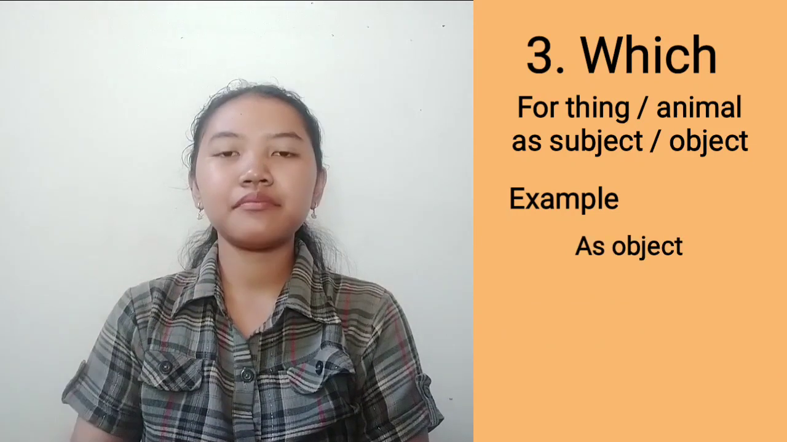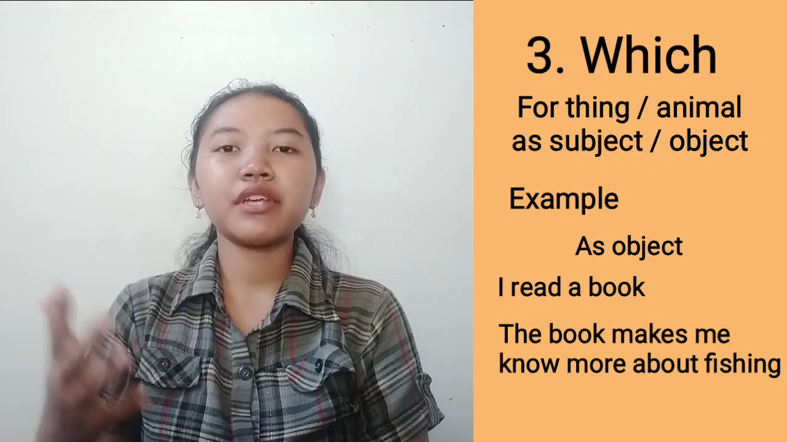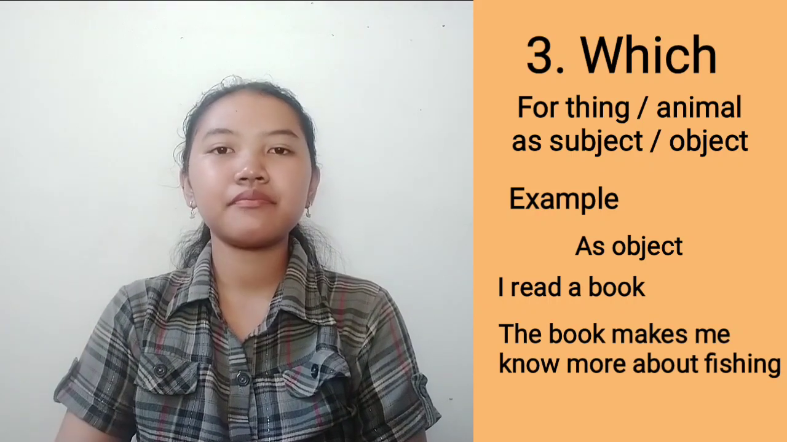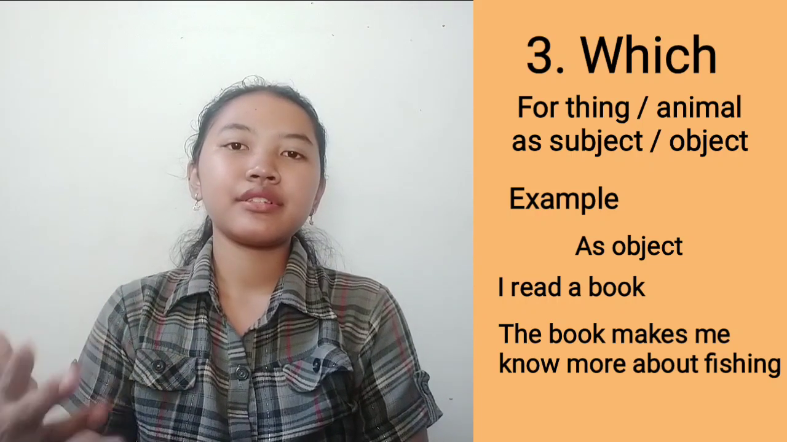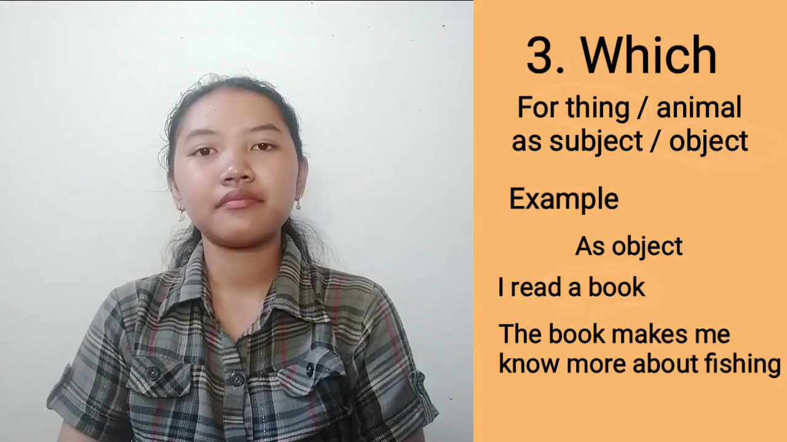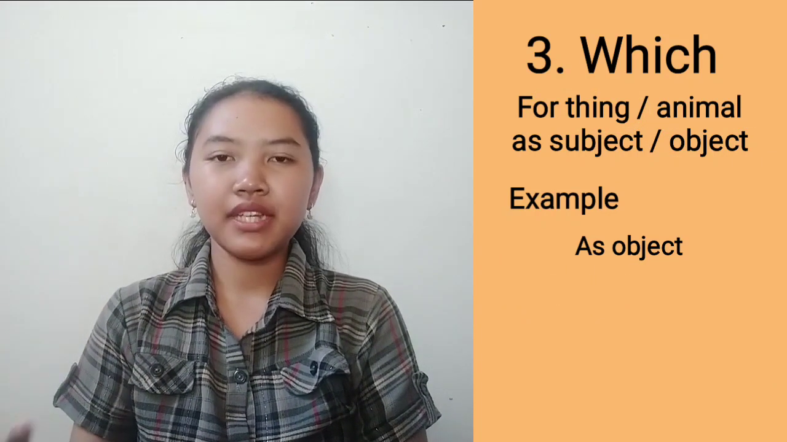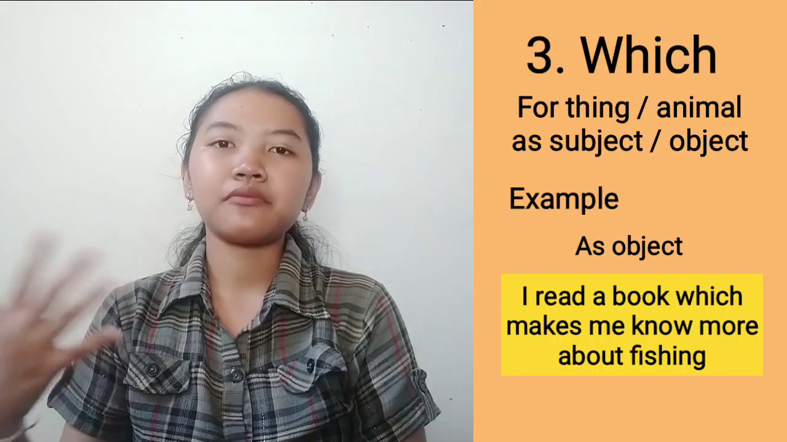As object: I read a book. The book makes me know more about fishing. Both of those sentences use the noun, the thing, as object. So the sentence will be, I read a book which makes me know more about fishing.